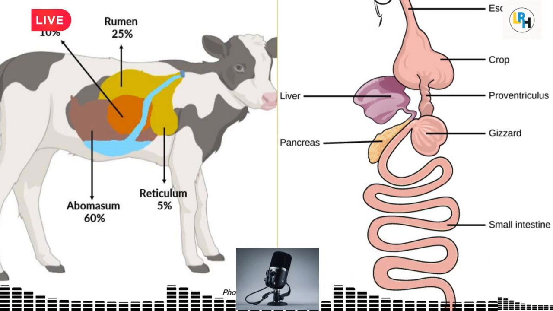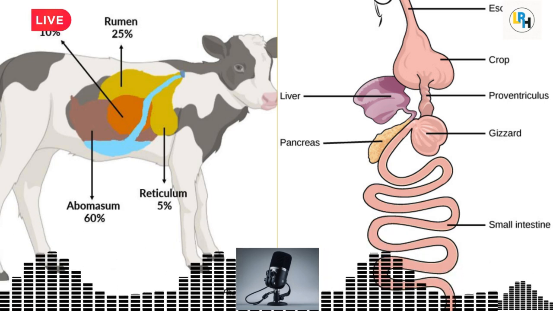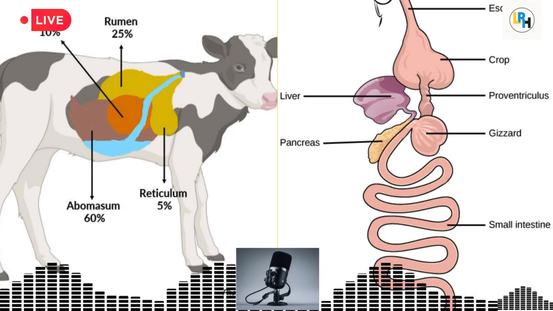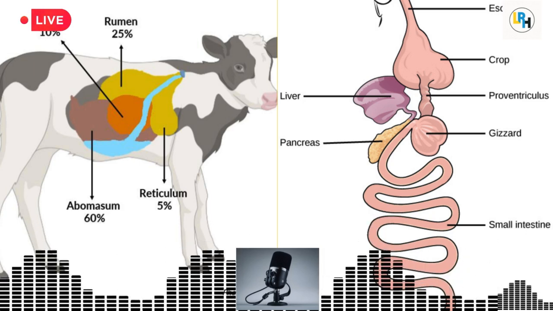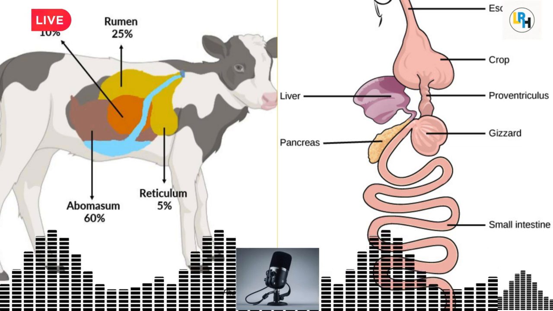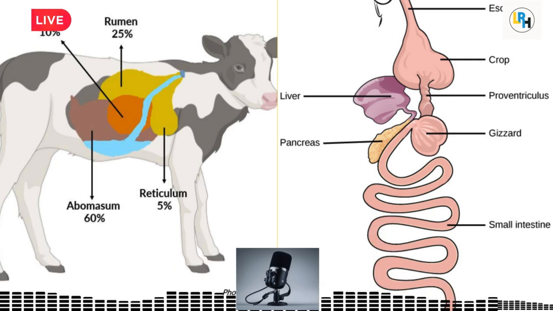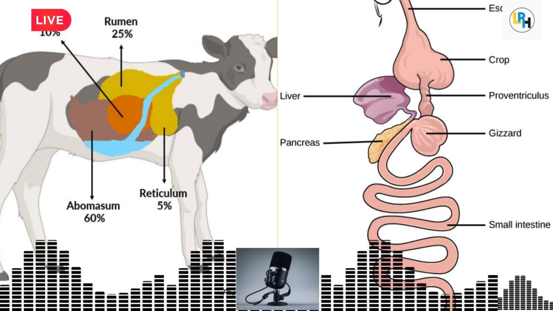Let's look at the differences in digestive systems. The main difference between these animal groups is the structure of their stomach and how they break down food. 1. Let's look at the structure of the ruminants. Basically, ruminants have complex stomachs, that is, they have a 4-chambered stomach to digest plant matter, particularly tough grasses and forage. The 4 chambers are the rumen, the reticulum, omasum, and abomasum.